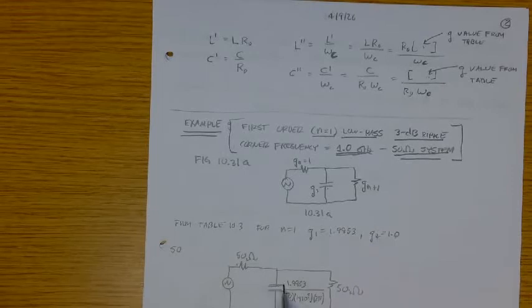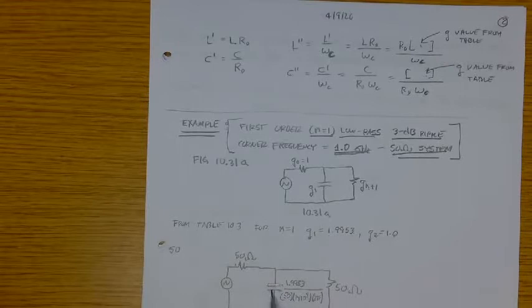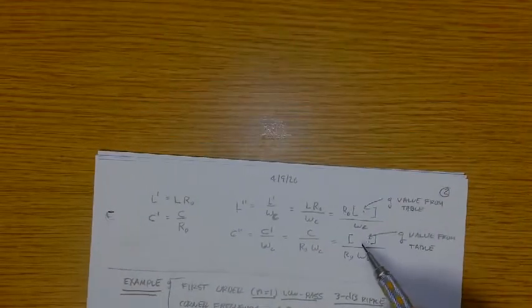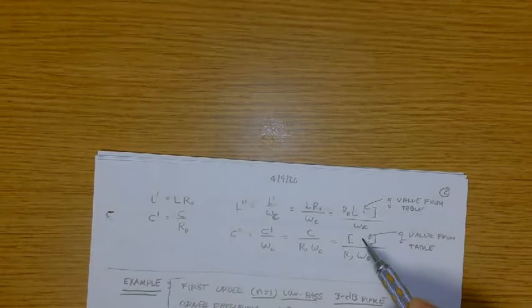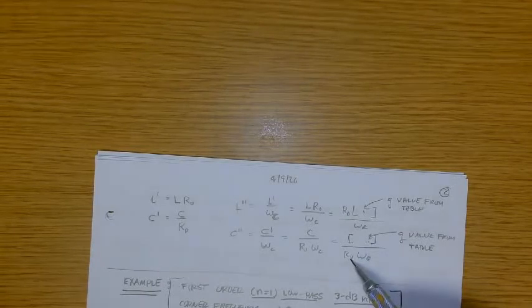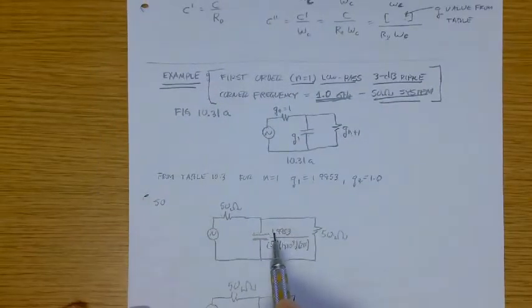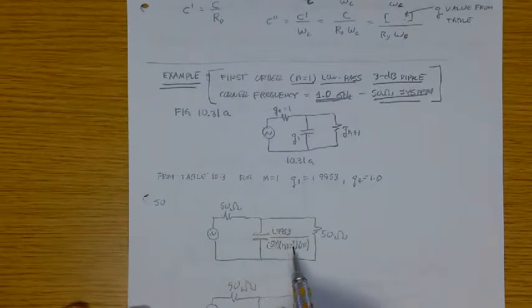How do we get the actual value of the capacitance? It's going to be the number from the table divided by R naught, which we've chosen to be 50 ohms, times omega C. So it's the value from the table, 1.9953, divided by 50 times the break frequency, which is 1 times 10 to the 9, 1 gig times 2 pi, because it's omega C. So I've just used this formula right here. So there it is.